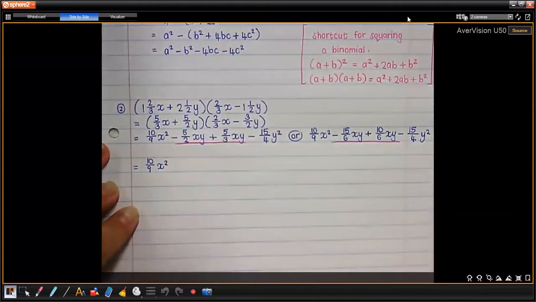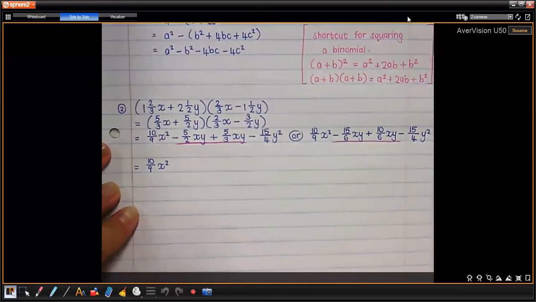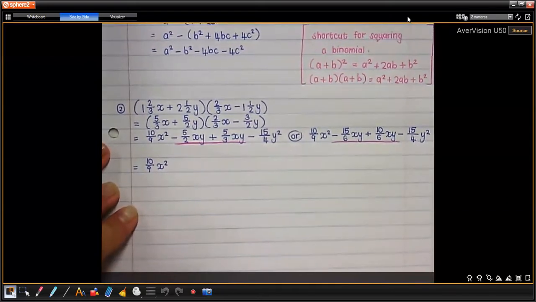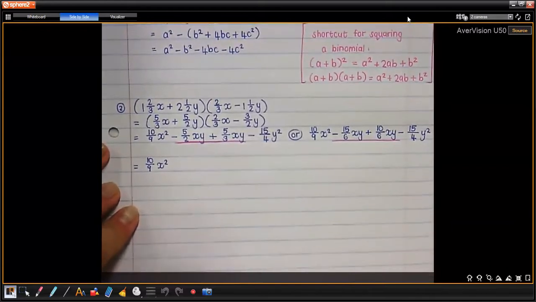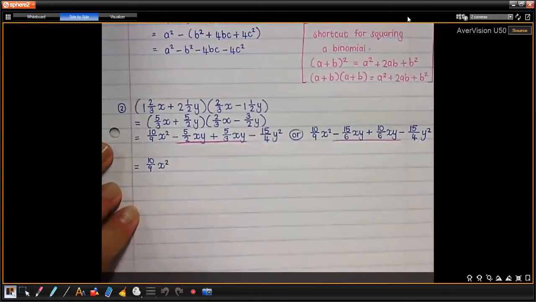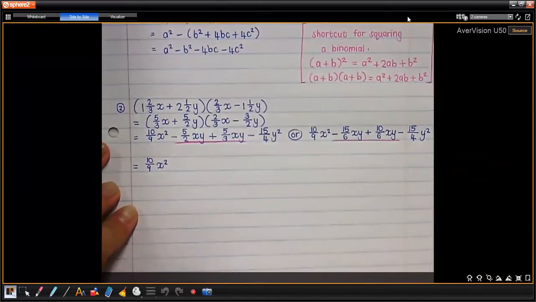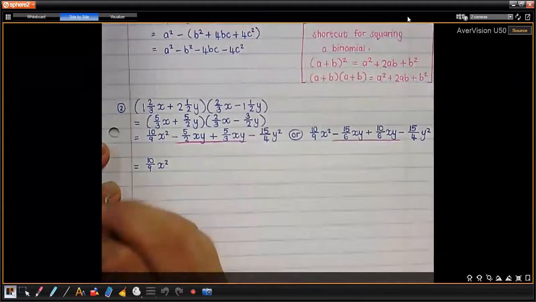Guys, remember you can leave your answers with improper fractions. If you're getting an improper fraction in your answer, you don't have to convert that to a mixed number. In fact, if you do convert it and convert it incorrectly, you have to take off a mark. There's no mark awarded for doing it correctly, but they will take off a mark if you do it incorrectly. So rather save yourself that time and just leave it as an improper fraction.